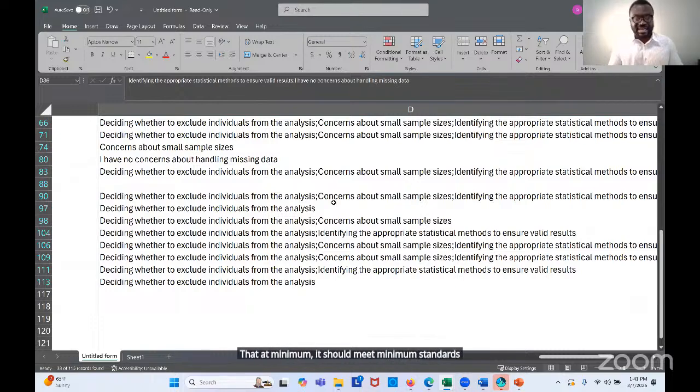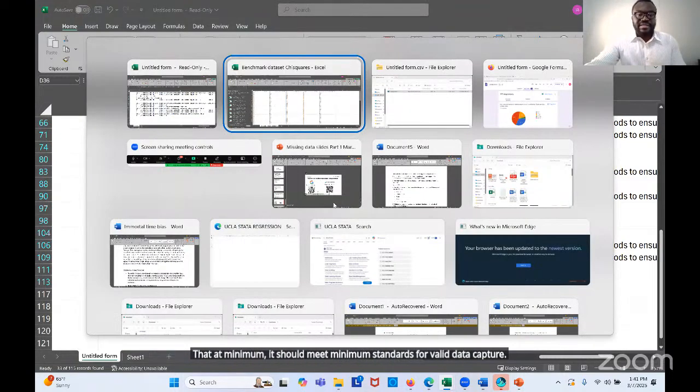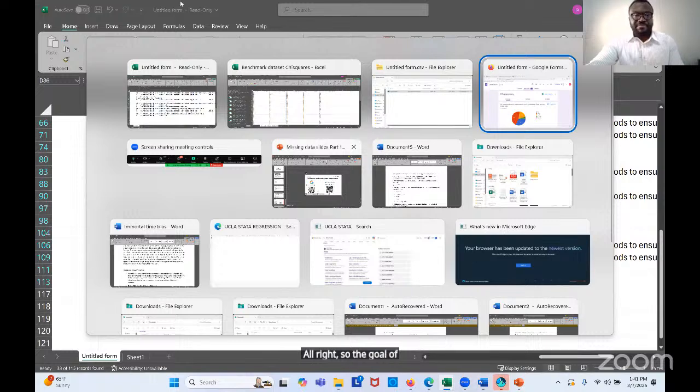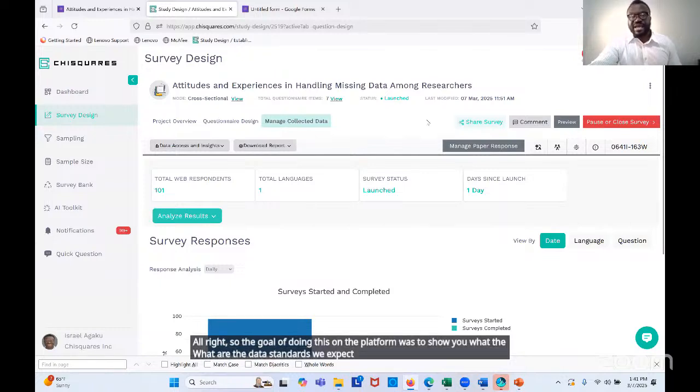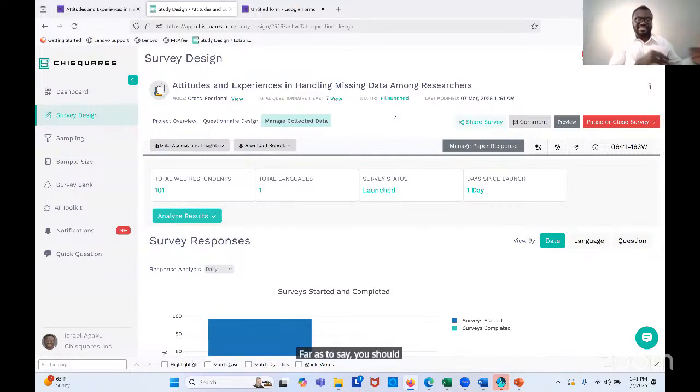All right, so the goal of doing this on the platform was to show you what data standards we expect. What data standards should you aspire to? Because it's not enough for us to say you should aim at the standards. Well, what are the standards? What data standards should you aspire to?